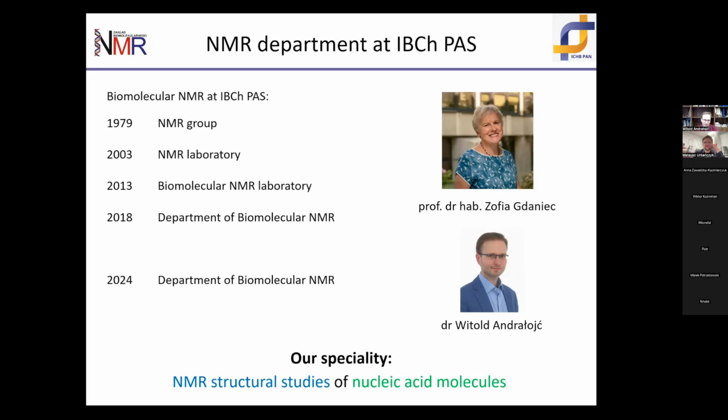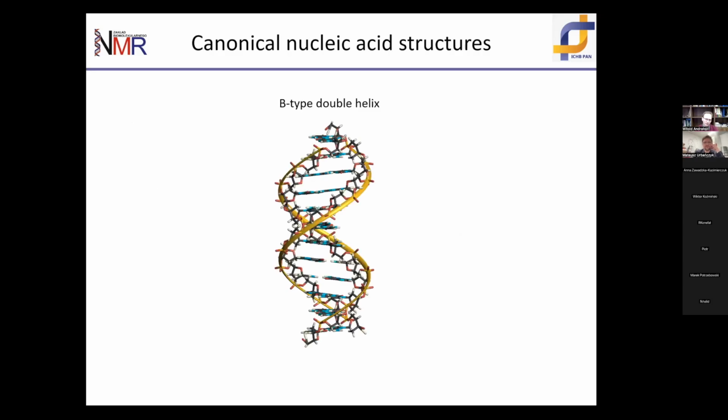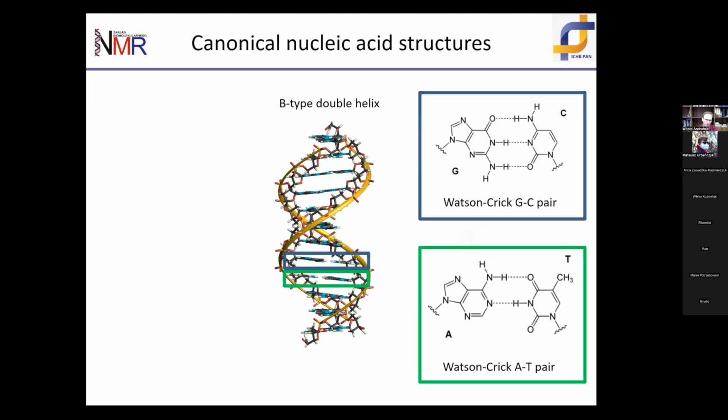And you might ask, what's so special about the structure of nucleic acids? Because everybody who doesn't work with them, when asked about nucleic acid structures, will probably picture something like this: a double helix. In the case of DNA, a so-called B-type double helix. And indeed, this is the most typical canonical nucleic acid structure, held together by Watson-Crick base pairs.